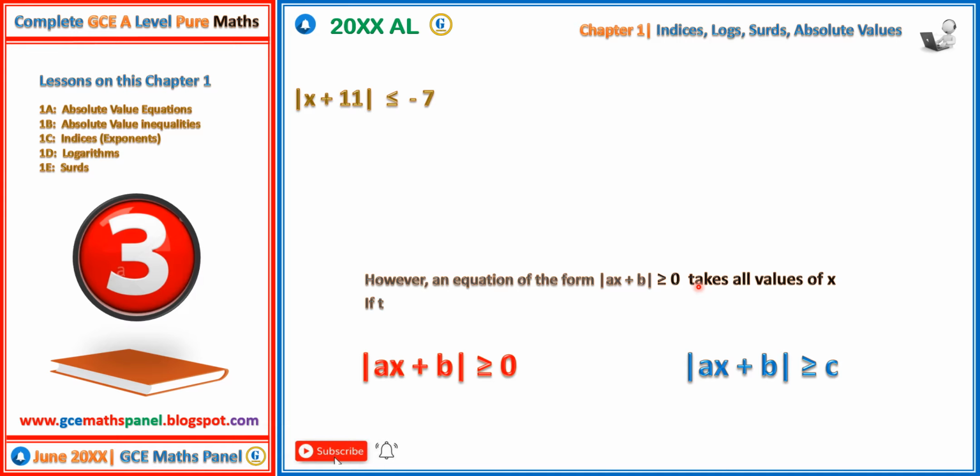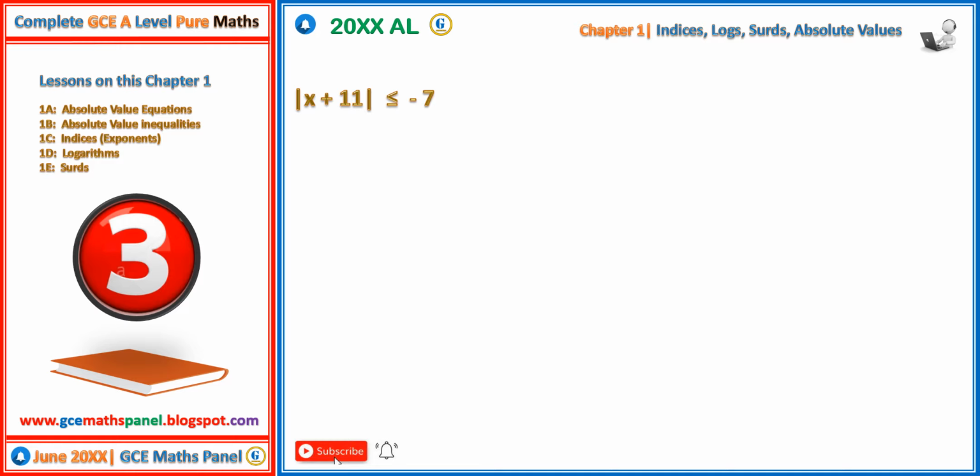However, an inequality of the form absolute value of ax plus b greater than or equal to 0 takes all values of x. So this particular one will take all values of x, as you can see, and this one will have values of x that we need to solve for.